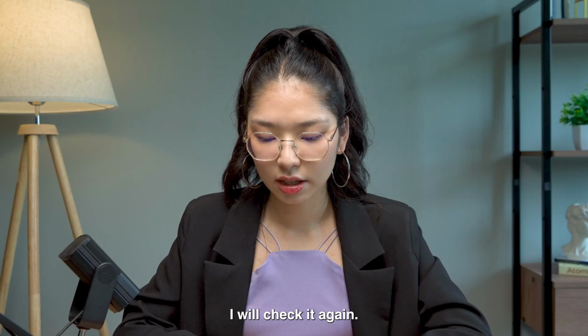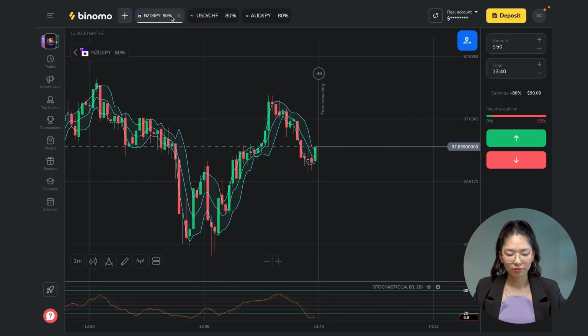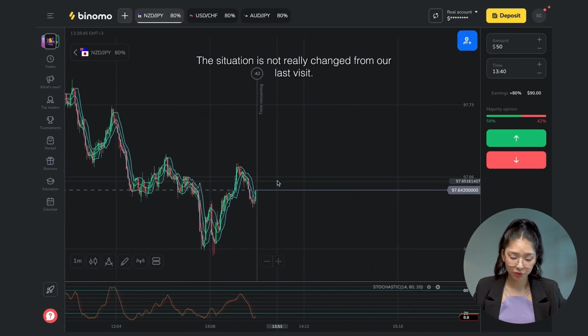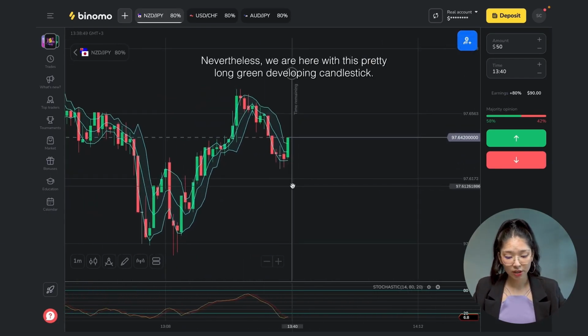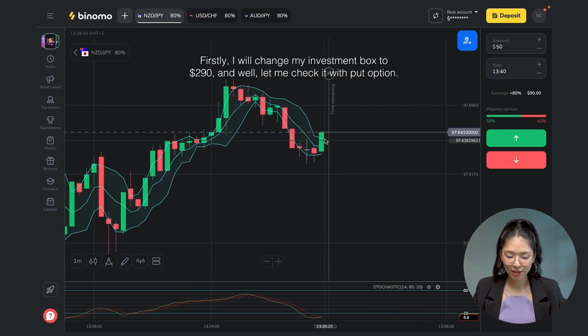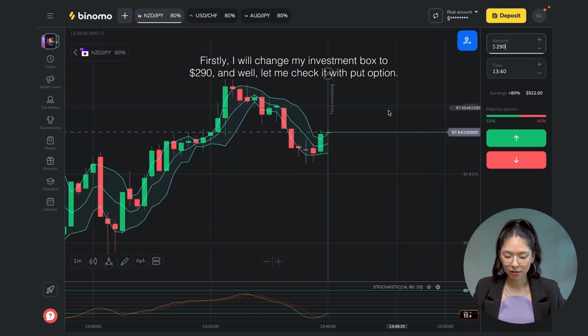I'll check it again. I want to double my sum. So, let's see. The situation is not really changed from our last visit. Nevertheless, we're here with this parallel green development candlestick. And firstly, I'll change my investment box to $290. And well, let me check it with put option.